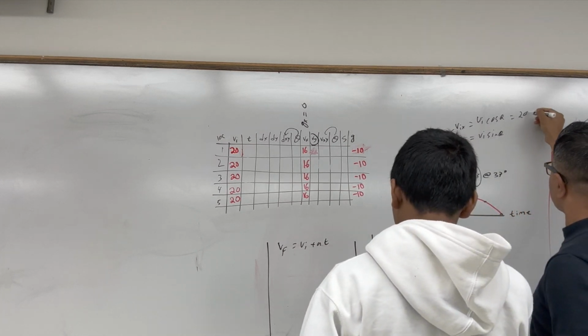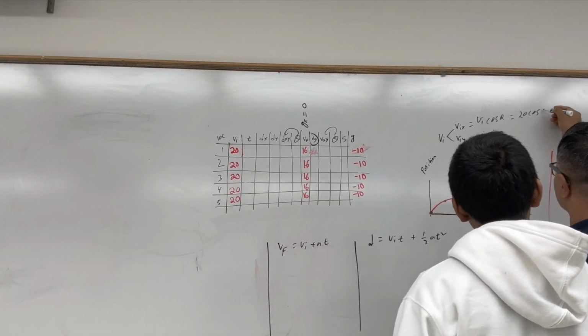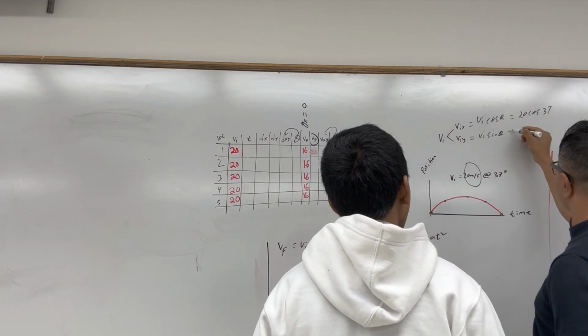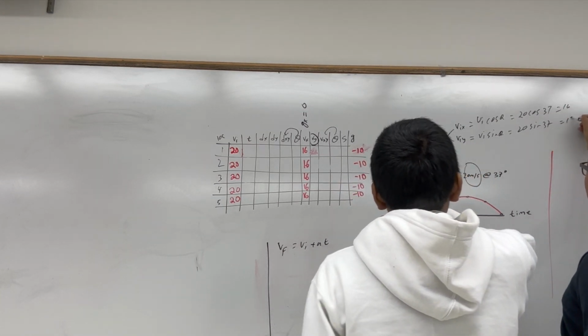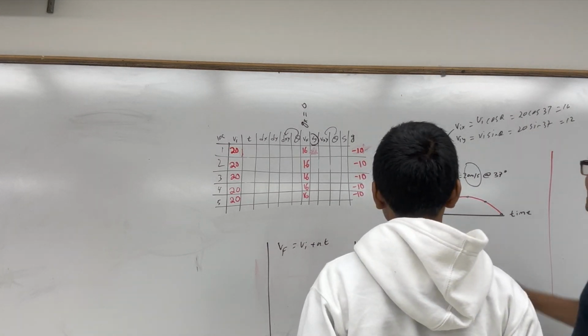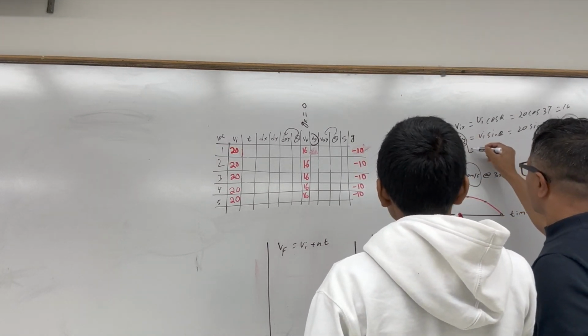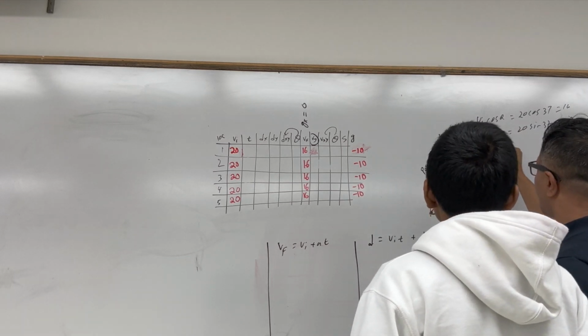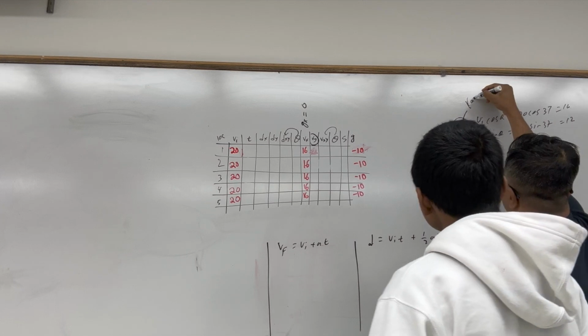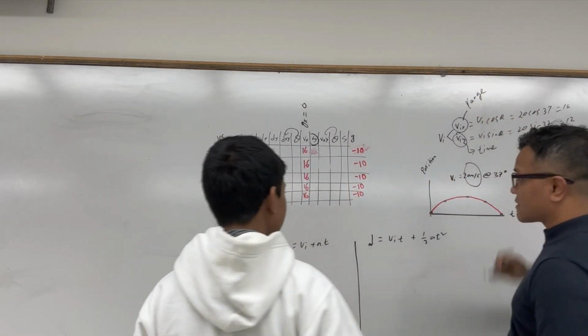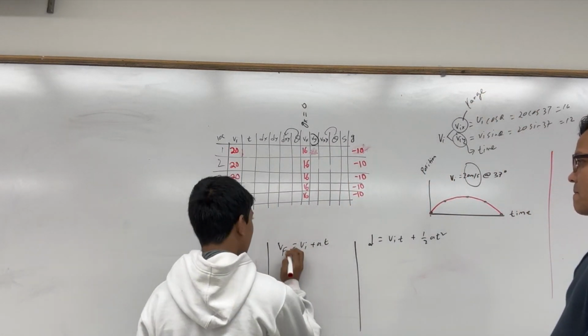And this is 20 cosine theta and 20 sine theta. Cosine 37, and this is 20 sine 37. This is 16 and this is 12. I often tell them this helps getting the time, and this one always helps getting the range. Okay, but first let's figure out what the total time is.